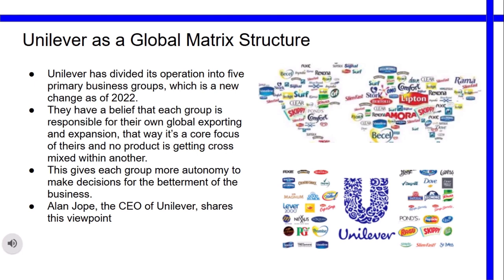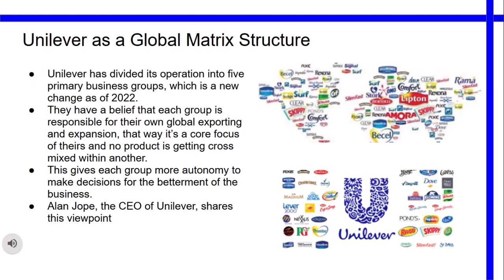That way, it's a core focus of each group and their own, and no product is getting cross mixed within another. This is important for each division because it also allows them to focus on the cultural norms and expectations within each global distribution area and build stronger relationships with each culture. This also gives each group more autonomy to make decisions for the betterment of the business as well as the betterment of each global location where the products are being distributed.